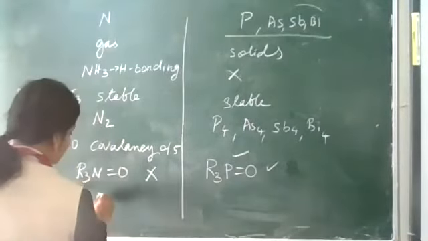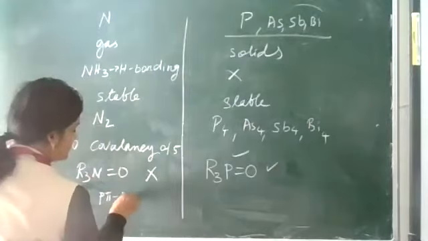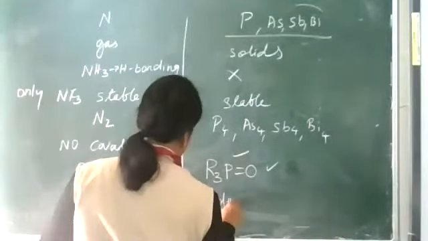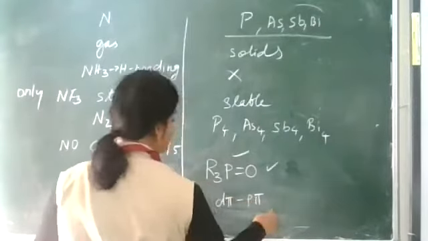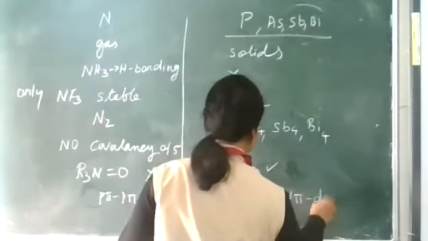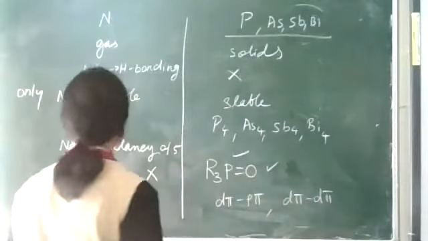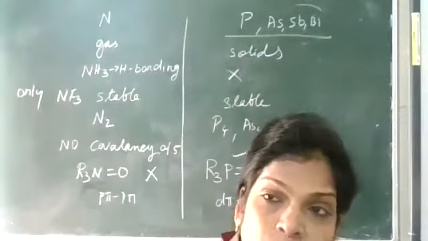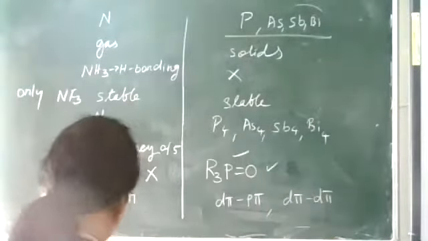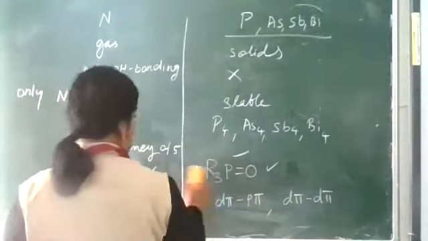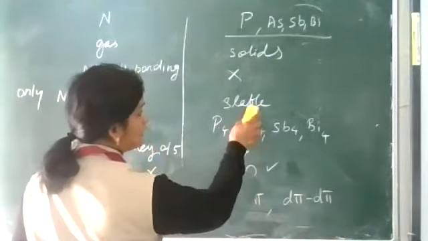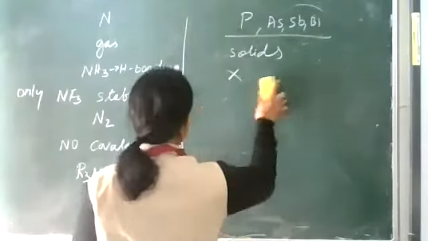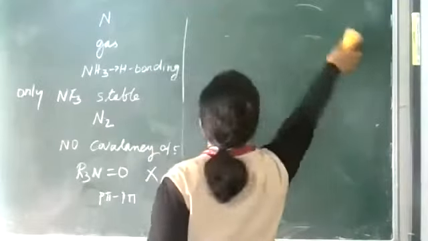Next, nitrogen can form only pπ-pπ bonds, but others can form pπ-pπ bonds and dπ-pπ bonds. Why? Because nitrogen does not have d orbitals. These are the anomalous properties of nitrogen. The P-P pπ bond is not formed because on bigger atoms the p orbitals are diffused, so it is not stable.